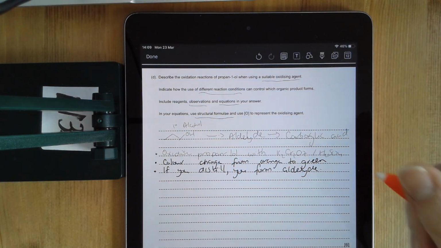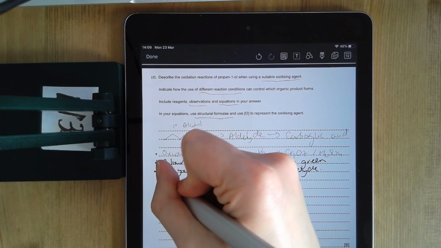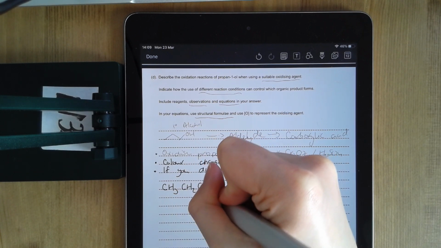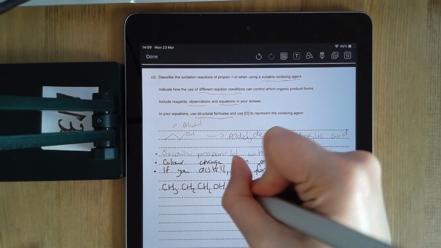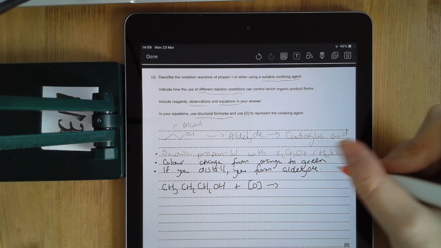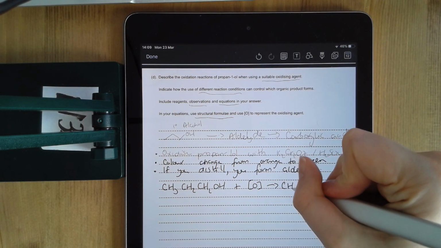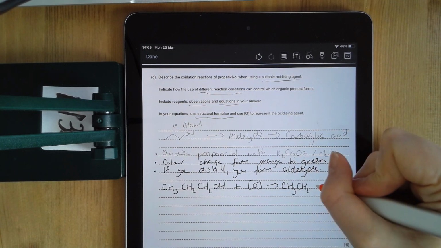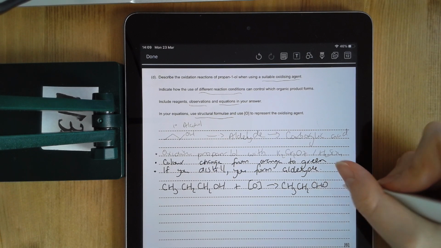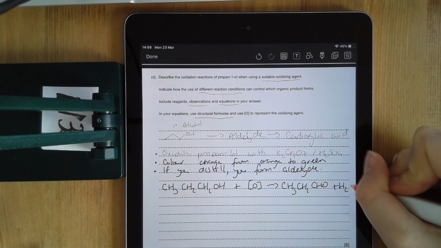So they asked me to use structural formula. I'm going to write CH3CH2CH2OH for my alcohol. They want me to just use an O in a bracket for my oxidizing agent. And then my product is going to be the aldehyde, which is CH3CH2CHO. Make sure you're writing the aldehyde as CHO at the end. And I get a byproduct of H2O.